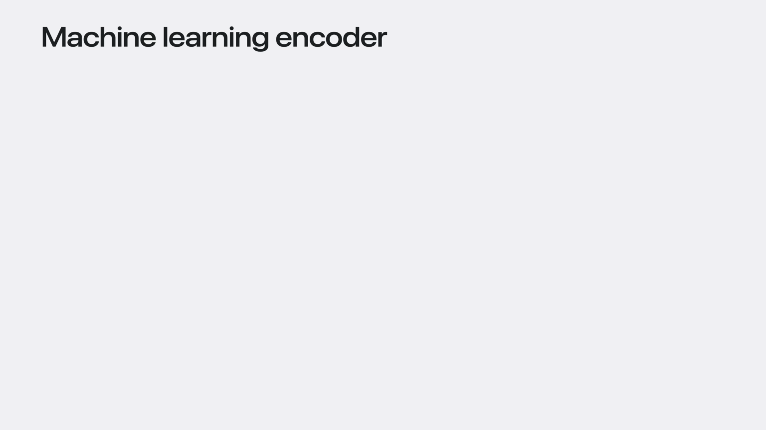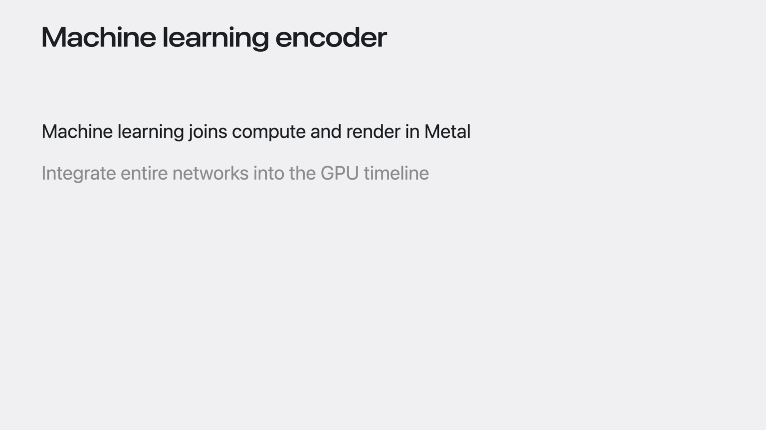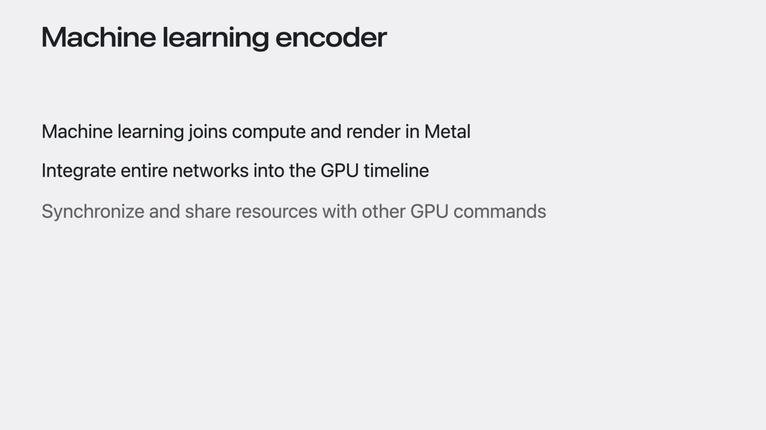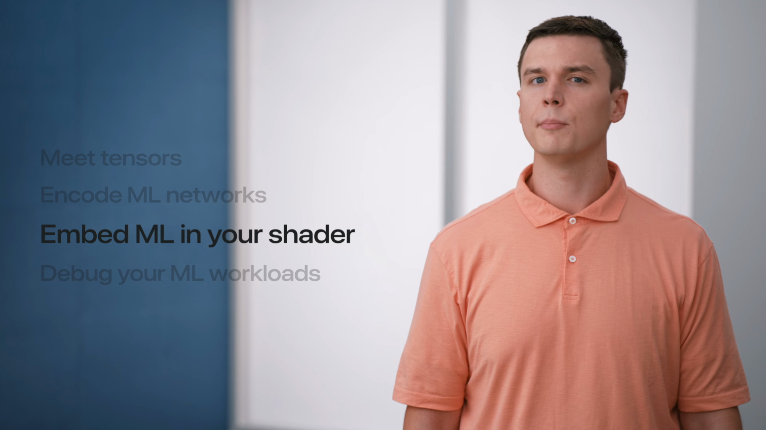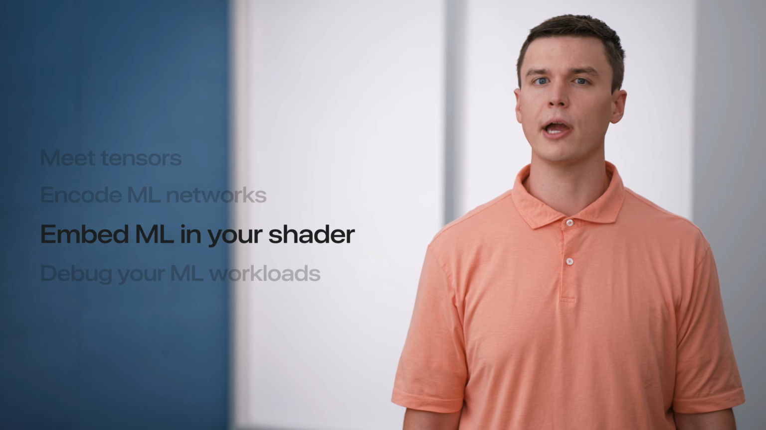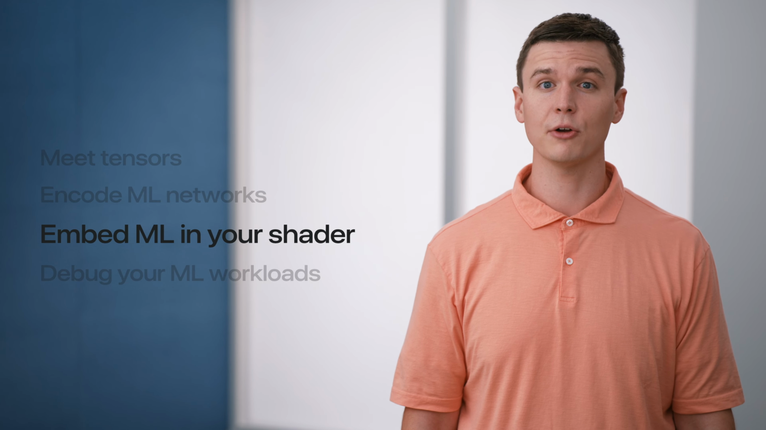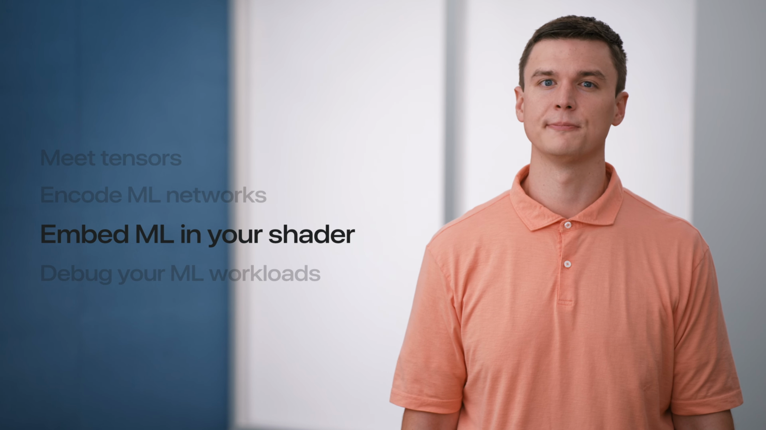To summarize, machine learning is joining compute and render in Metal 4 through the ML encoder. ML encoder enables entire networks to run on the GPU timeline. Resources are shareable with other GPU commands, and the robust set of Metal 4 synchronization primitives enable high-performance machine learning capabilities. Metal 4 also introduces Shader ML for embedding smaller machine learning operations inside your existing kernels and shaders.